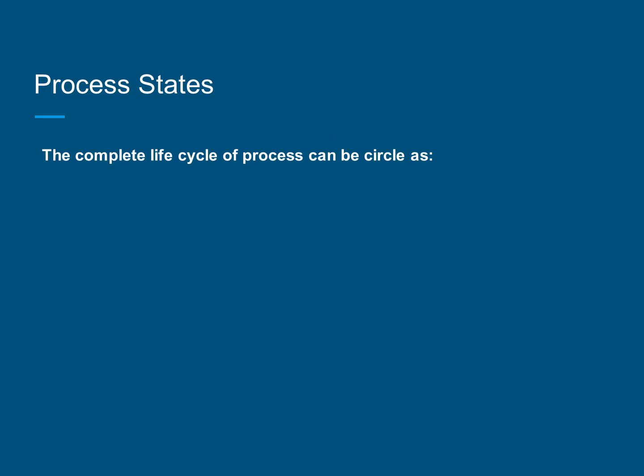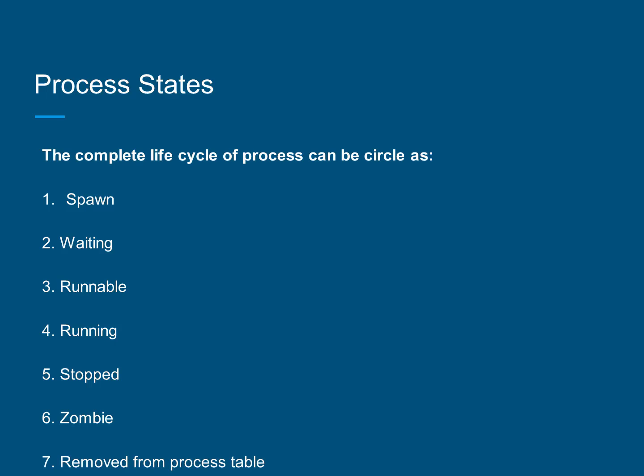The complete life cycle of a process can be summarized as spawn, waiting, runnable, running, stopped, zombie, and last, removed from the process table.